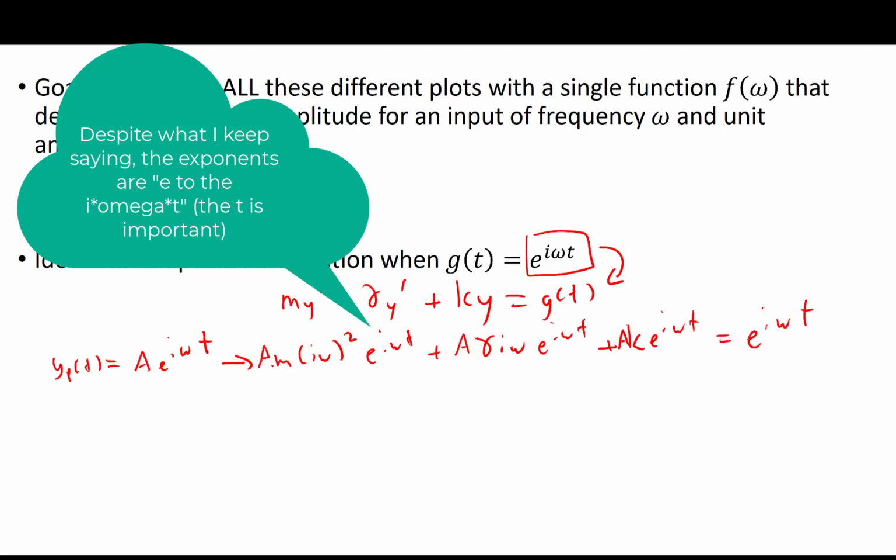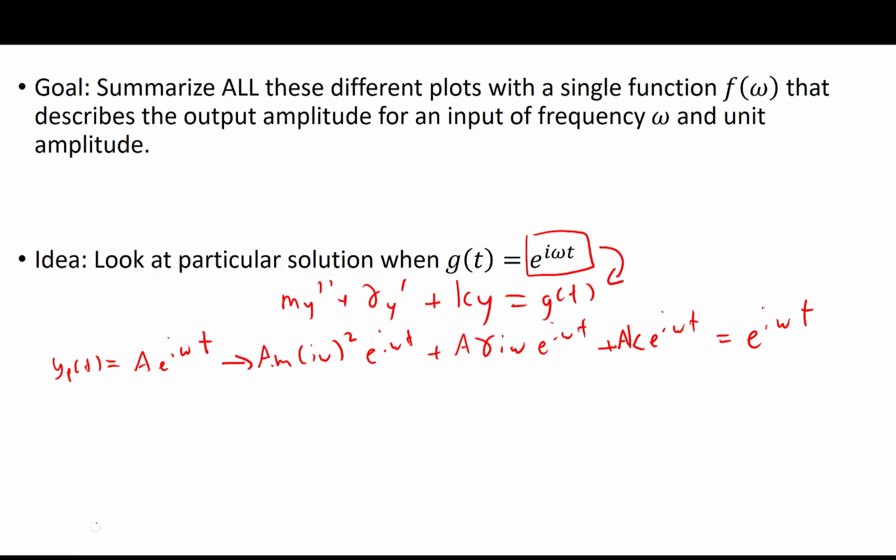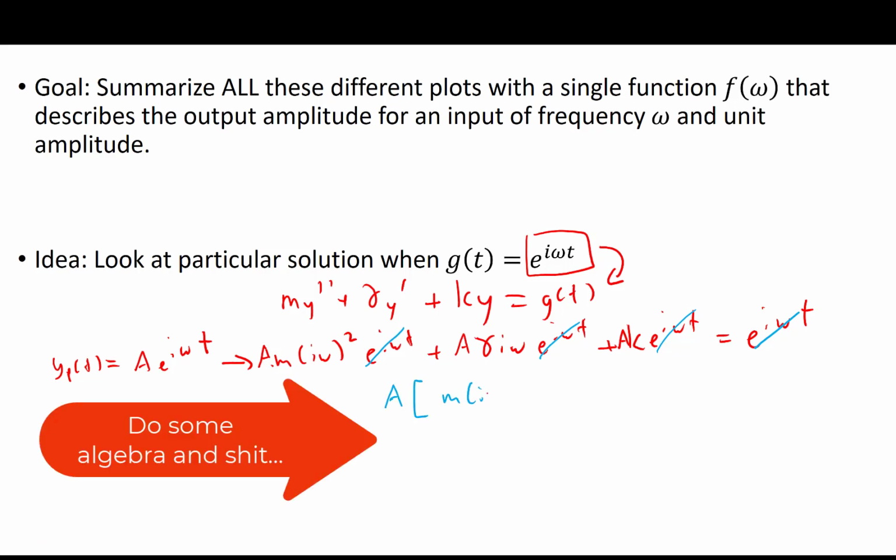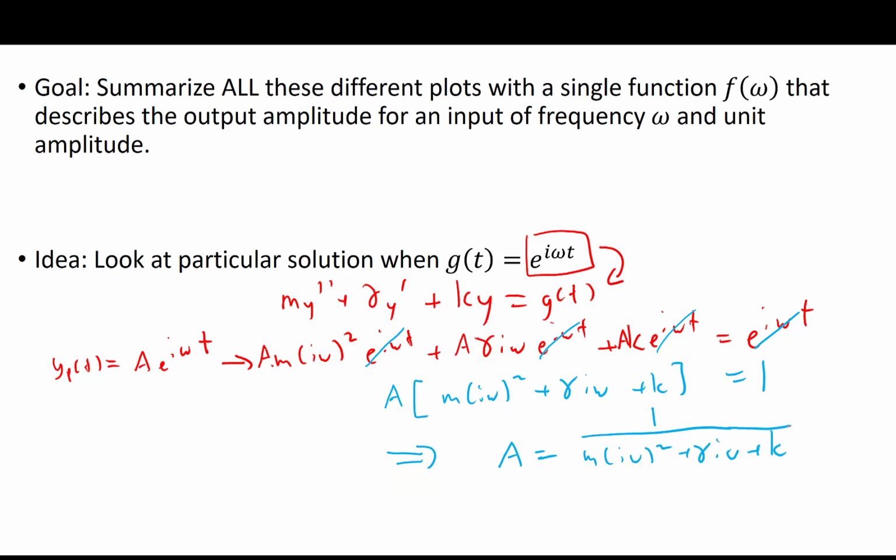I need that to equal just e to the i omega. So equating the coefficients of like terms on both sides of this equation, A right here is the output amplitude, except I need to do one thing. I need to take the modulus of this expression. If I can calculate this for a given value of omega, this will then tell me the answer to our goal at the top of this page.